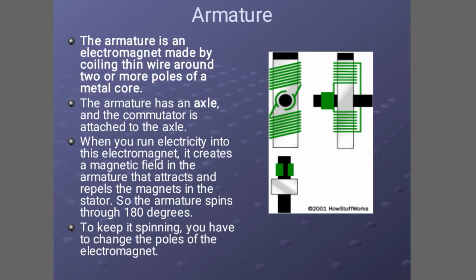To keep it spinning, we have to change the poles of the electromagnet. For example, if one of the bar magnets has a north pole, then we need to change the pole of the other magnet to be a south pole. Then go to another slide.